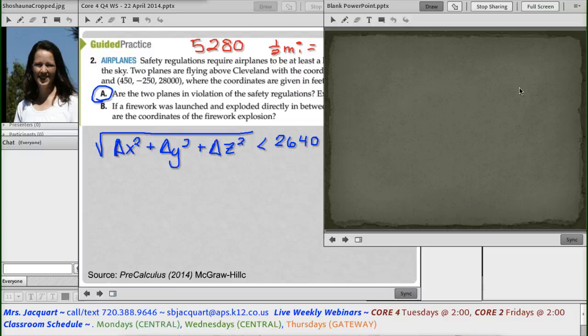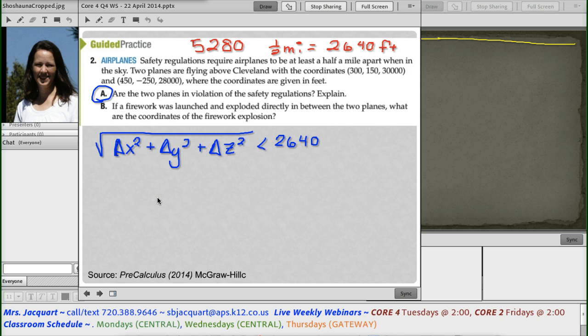Square root. The change in x's are, I'm going to have to set this up without you guys seeing how I'm setting it up. So 300 minus 450 squared, plus 150 minus a negative, which ends up being plus 250, squared, plus 30,000 minus 28,000.